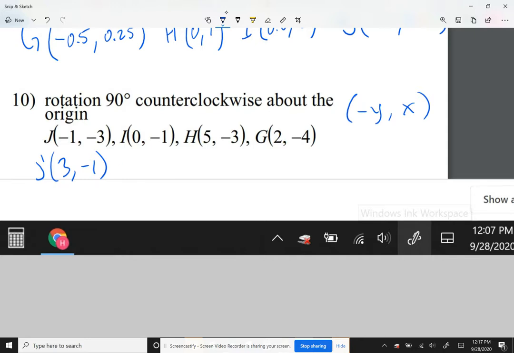All right, so let's take a look at I prime. My answer will be 1, 0. If I'm looking at H prime, my answer would be 3, 5. And lastly, G prime, my answer would be 4, 2. Once again, x and y flip. And the y value, the number that was y to begin with, I switched the sign.